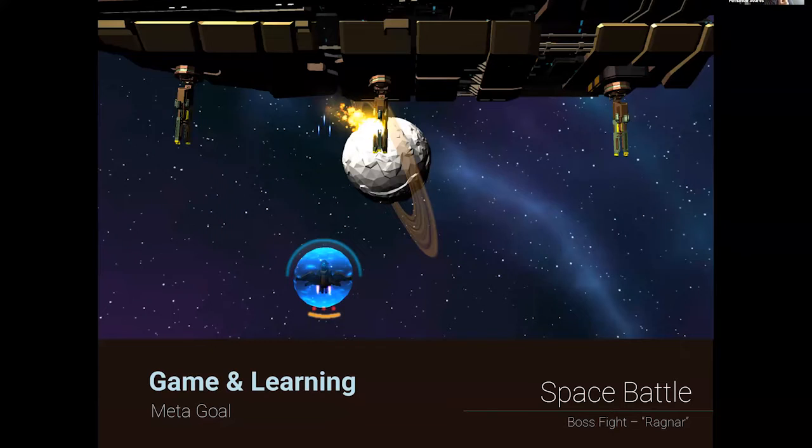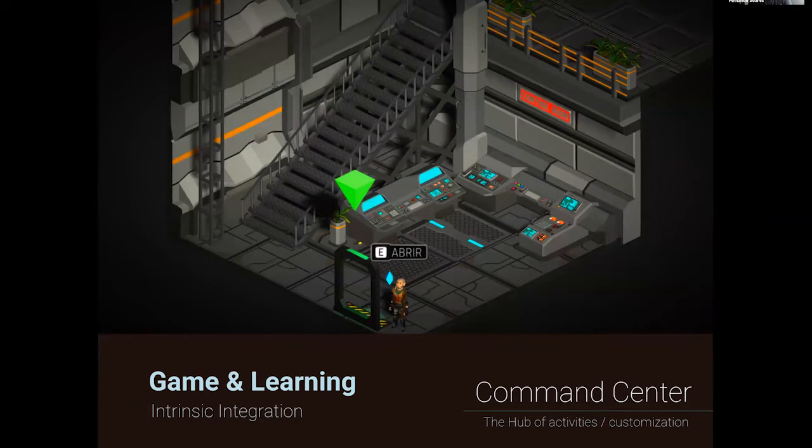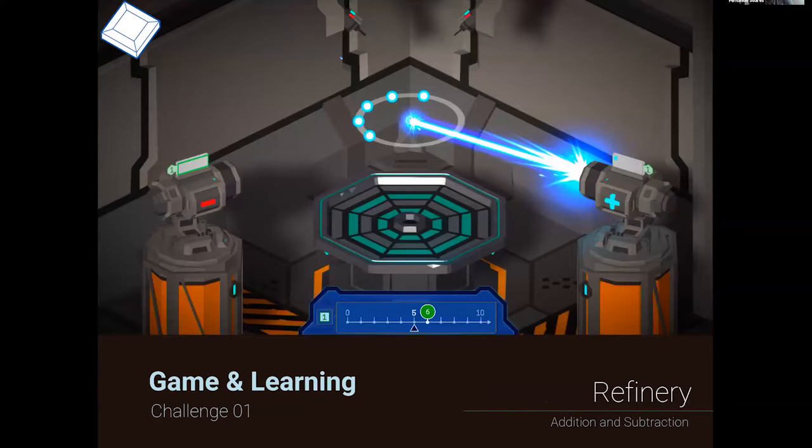So the meta goal is to defeat the pirates and save the base, the planet. I'm just going to skip this. So our first challenge is a refinery. It's addition and subtraction.